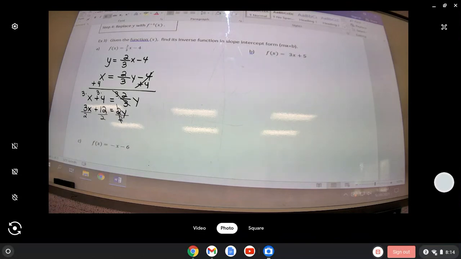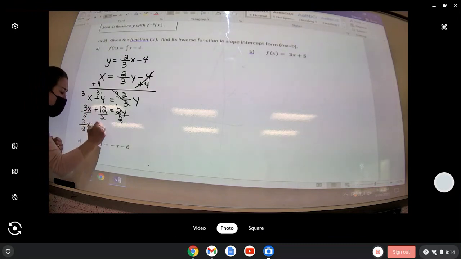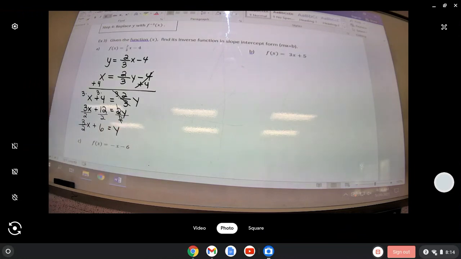That's why we divided by 2. All right, does 3 divide by 2? No, and it doesn't reduce. So guys, we're going to leave that as 3 over 2 times x. And then plus, what's 12 divided by 2? 6 equals y. And we did it. We have y by itself. We have found an equation that will undo whatever this one did.